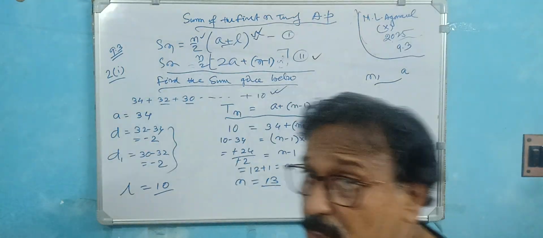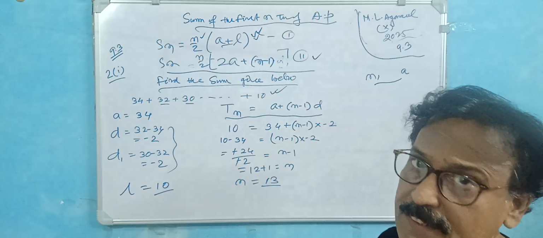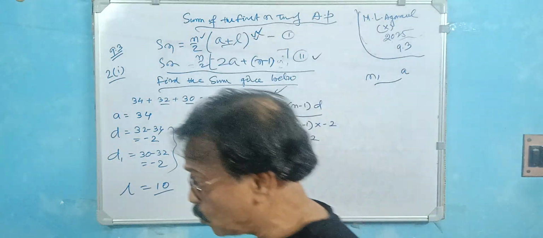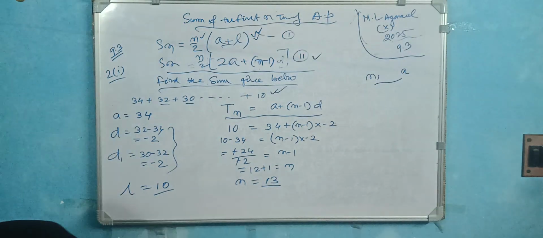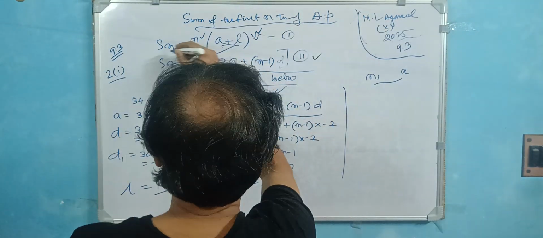Clear? N টা তোমার বেরিয়ে গেছে. When the n is coming, then you put their value. The sum বেরিয়ে যাবে. N is very important role. N is 13. Then you put in this formula or maybe this formula. I just use this formula.